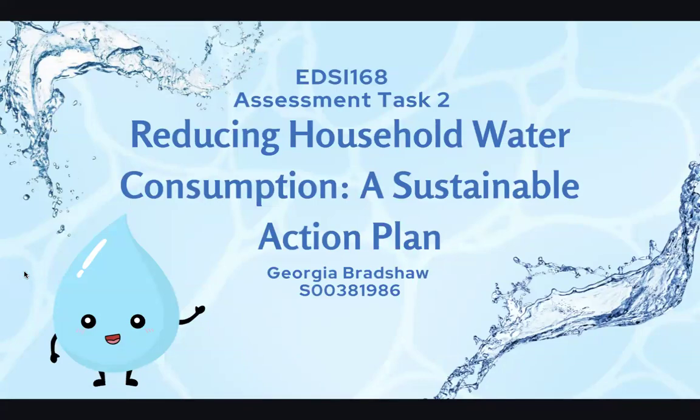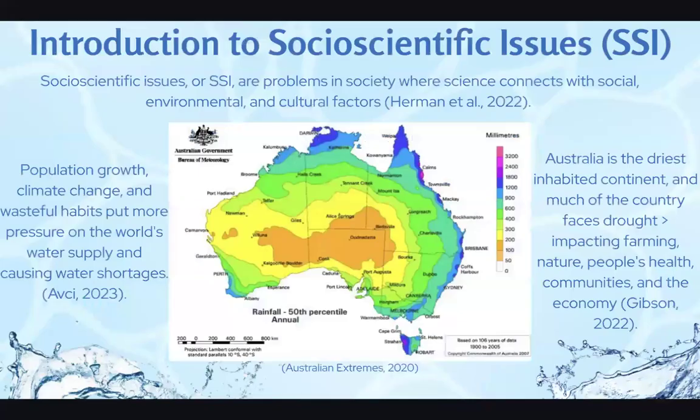Reducing household water consumption. Socio-scientific issues, or SSIs, are problems in society where science connects the social, environmental, and cultural factors. Water consumption is one of these important issues as it affects the environment, the economy, and people's well-being.